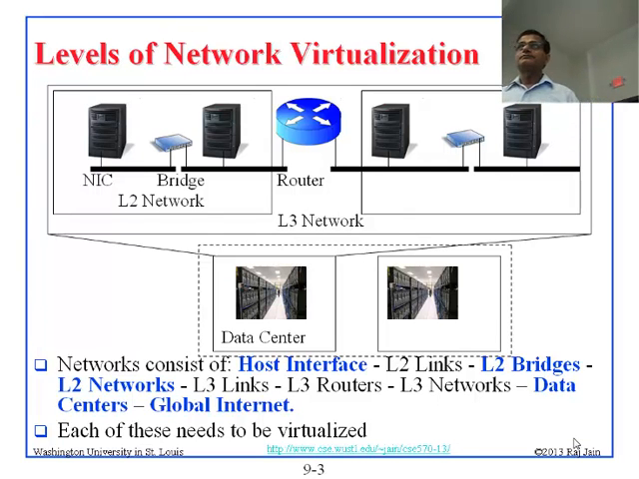So think about network. What is a network? A network consists of starting from a NIC. What is a NIC? Network interface card, right? You connect it to a link, and then you connect the links by the bridges to make an L2 network. Then you connect many L2 networks by a router to make an L3 network, and you put that L3 network in a single data center or multiple data centers. So the network consists of the host interface, L2 links, L2 bridges, L2 networks, L3 links, L3 routers, L3 networks, and so on. And everything has to be virtualized.